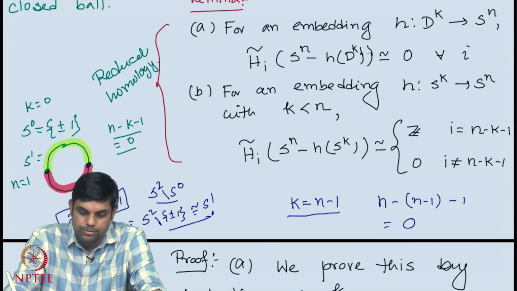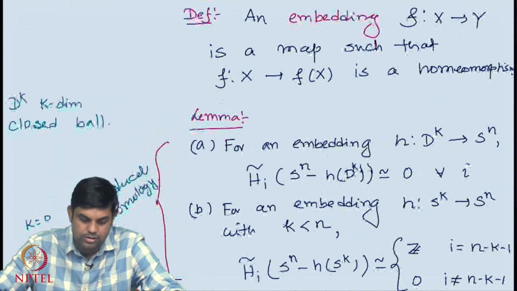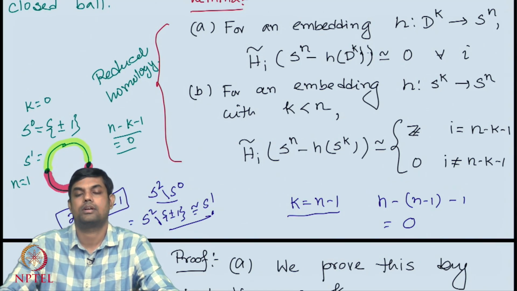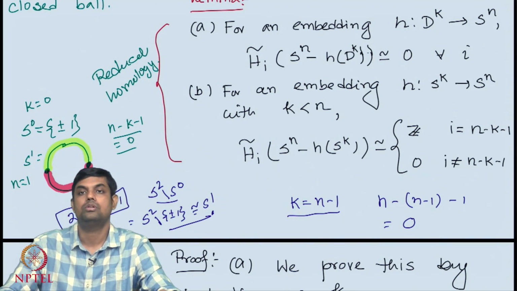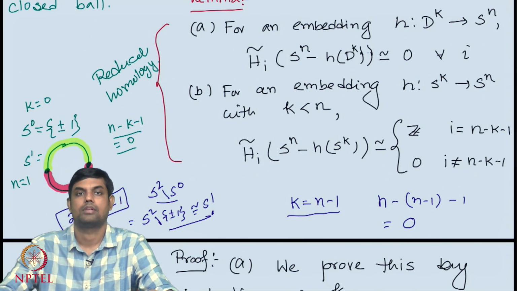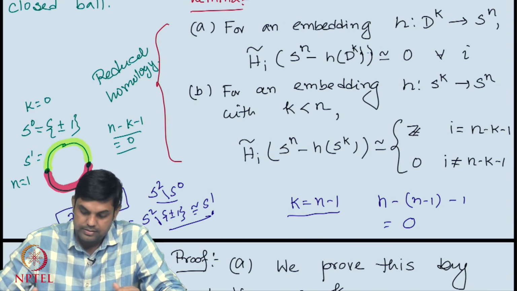Okay. So this is what is called the Jordan separation theorem, and in R2 in particular it says that if I look at an embedded circle inside R2, its complement has two connected components. Okay, so this will be all for this lecture. Thank you.